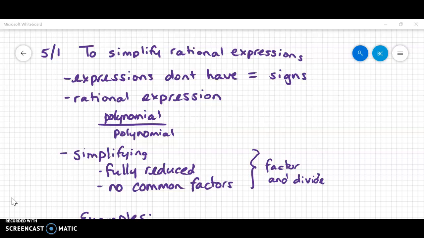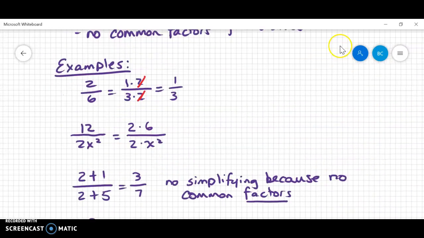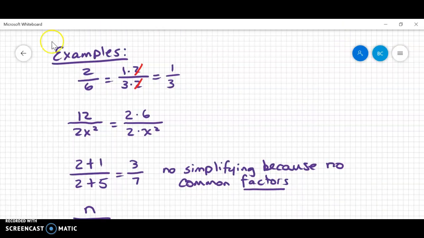A rational expression is a lot like a rational equation, in that it's in the form of a polynomial divided by a polynomial. When we're simplifying, what we mean is that it's fully reduced and there are no common factors. So when we simplify, we factor and then we divide. A couple straight up examples of that.